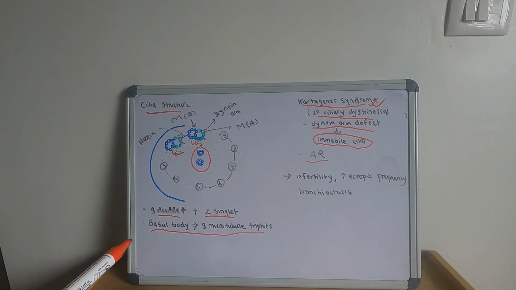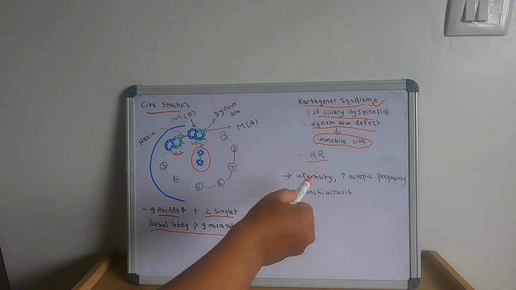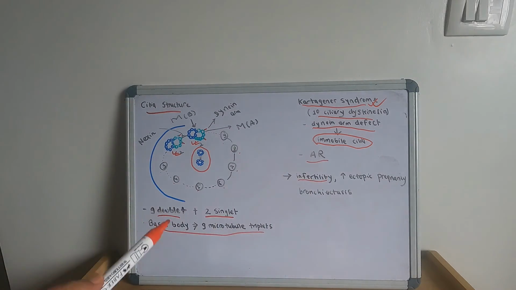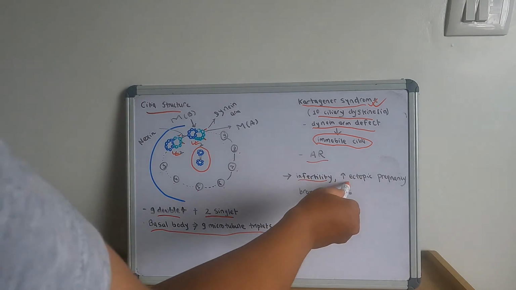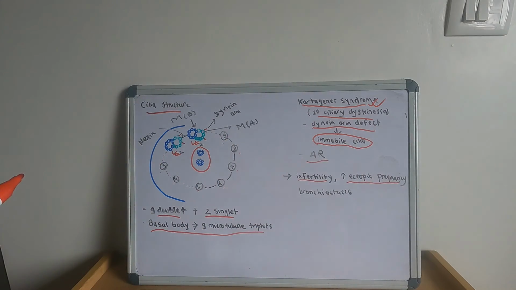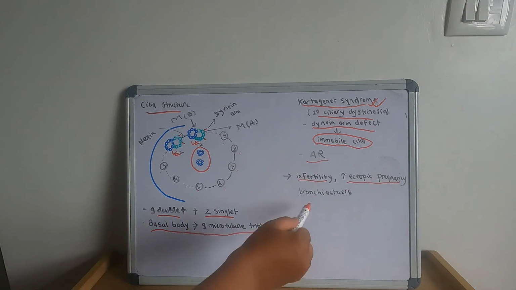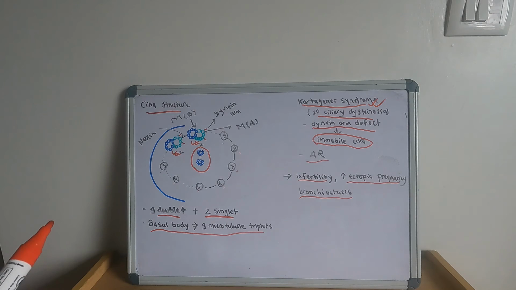It results in decreased male and female fertility due to immobile sperm and dysfunctional fallopian tube cilia respectively. It also leads to an increased chance of ectopic pregnancy. It leads to bronchiectasis, and other disorders linked to Kartagener syndrome are recurrent sinusitis, conductive hearing loss, chronic ear infection, and situs inversus, that is dextrocardia.